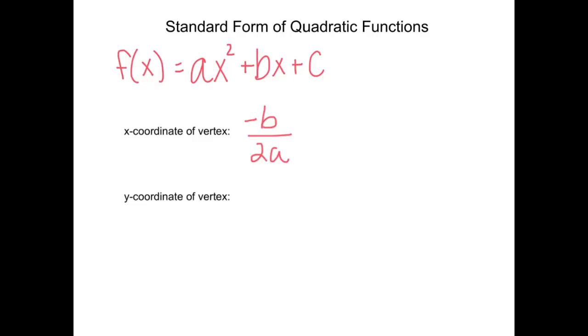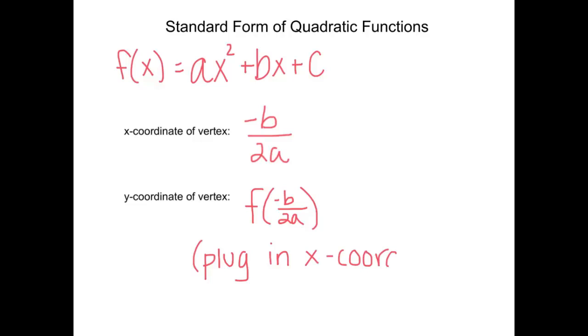How do we find the y-coordinate of the vertex? Well, if I know the x-coordinate of a point, all I have to do is plug in to find its corresponding y-coordinate. So all we have to do is find f of negative b over 2a. All we're doing is plugging in the x-coordinate to our function. So even though we're in standard form, we have a way of finding the vertex fairly quickly. Let's do an example.